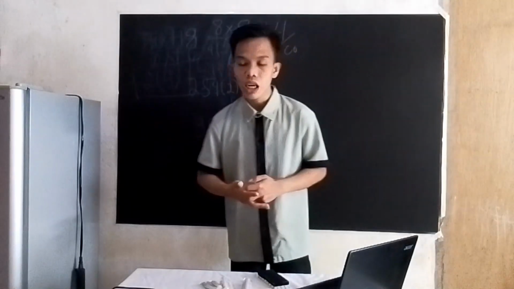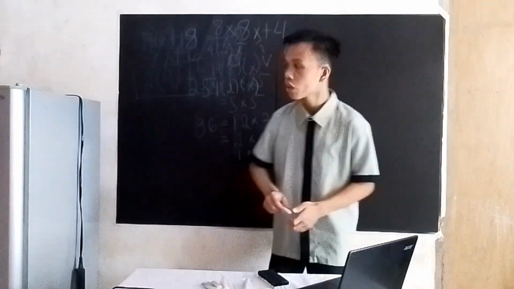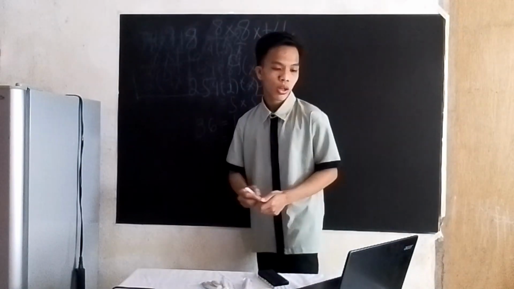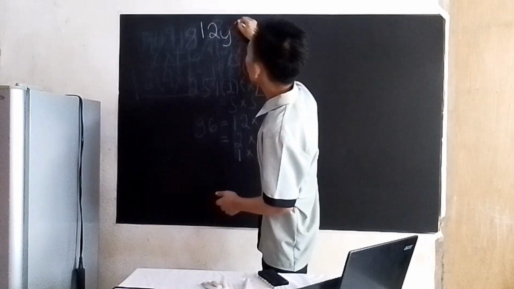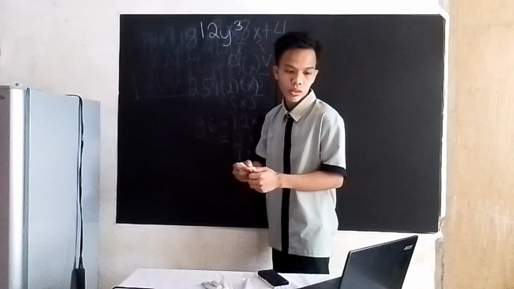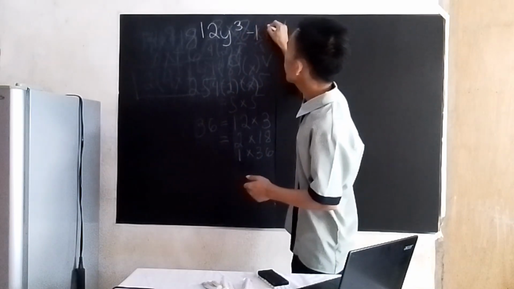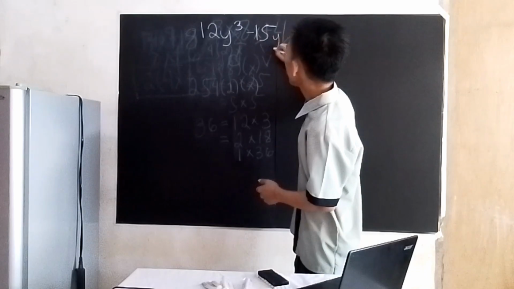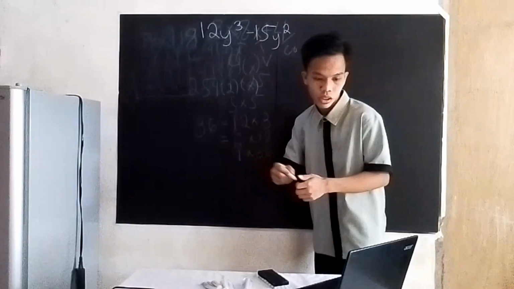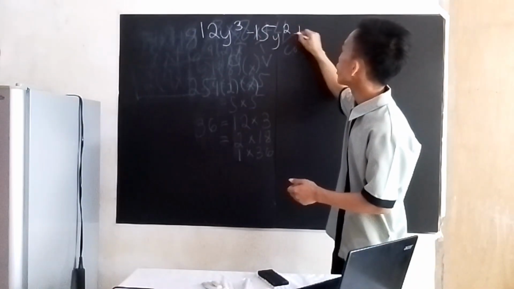For further understanding, we have an example here. For example, we have 12y cubed minus 15y squared plus 6y.